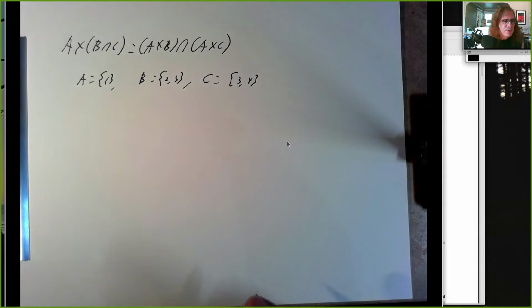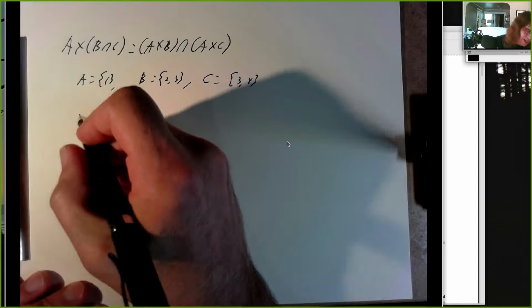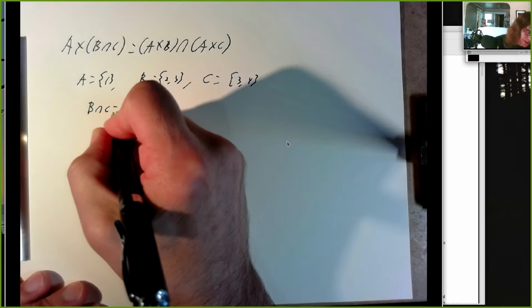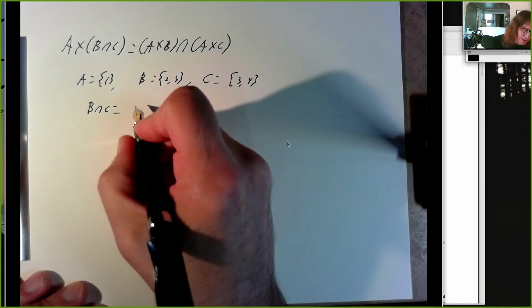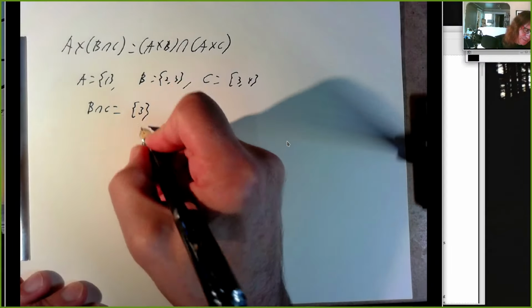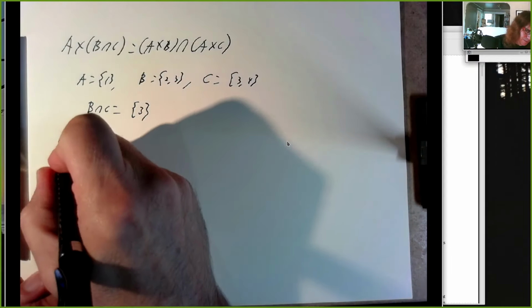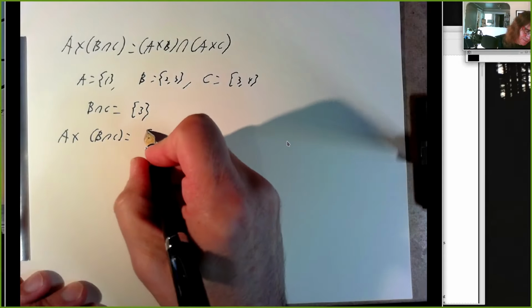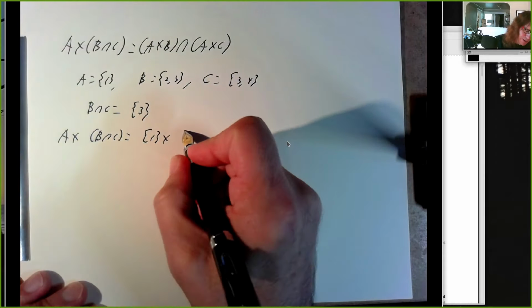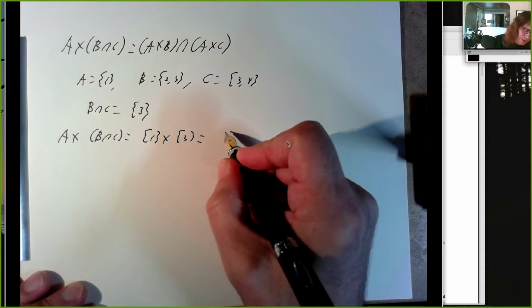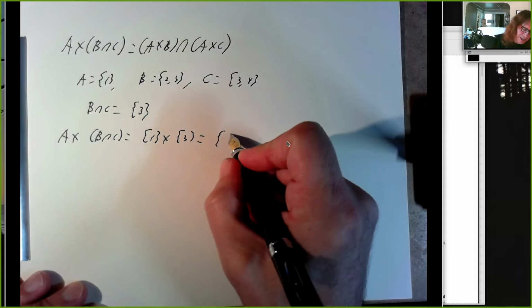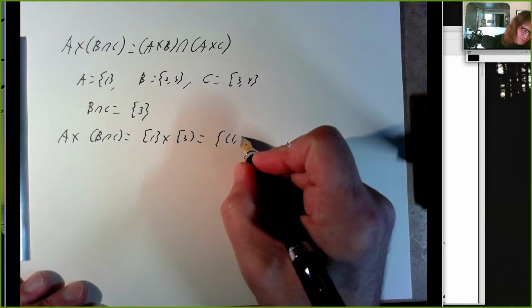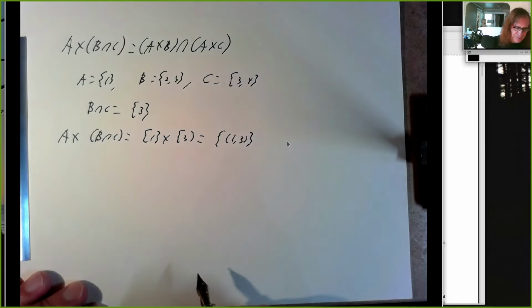All right, so we're going to demonstrate this. First I have to figure out what B intersect C is. The only thing in common between B and C is just 3. So A cross (B intersect C) equals the set {1} crossed with the set {3}, which is equal to just the set containing a single tuple, (1, 3). And I'm going to underline that.